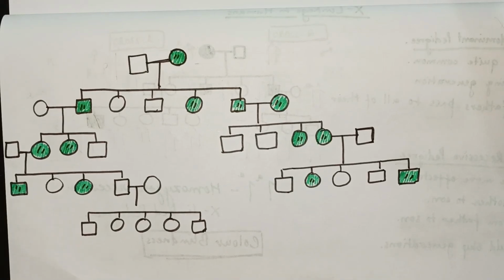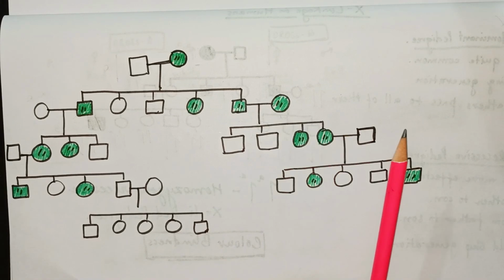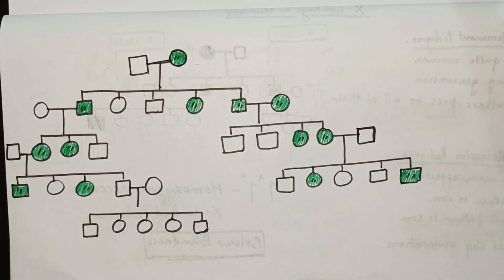So this is one pedigree. Second pedigree. If we see here, in the first generation, the female is affected, and in the second generation, male and female both are affected. Here, if you see the second generation, the father is affected, the male is affected, and the disease is being transmitted only to females, daughters, not the sons. And here, both are affected.